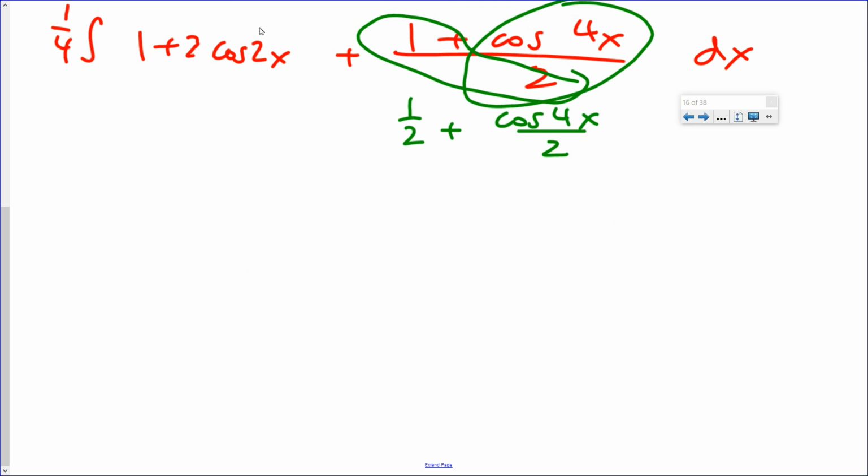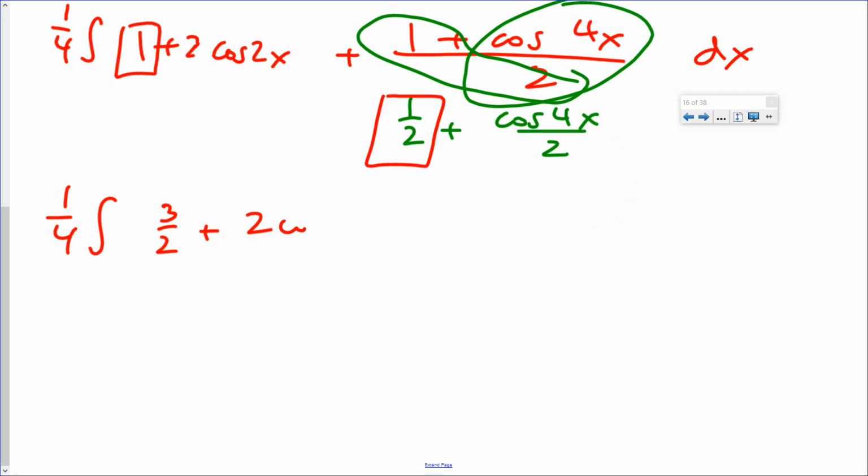But if you didn't, you would just do 4 integrations rather than 3 integrations. Okay? So what I'm going to do, let me make sure I make this clear. I'm going to combine this 1 and this 1/2. Okay? So that's going to be 3/2 plus 2 cosine 2x plus cosine 4x over 2 dx. Do you feel like you could do it on your own? Could you take it from here on your own? It's a buy one, get 2 free problem, which is a pretty good deal that I got for you guys here.